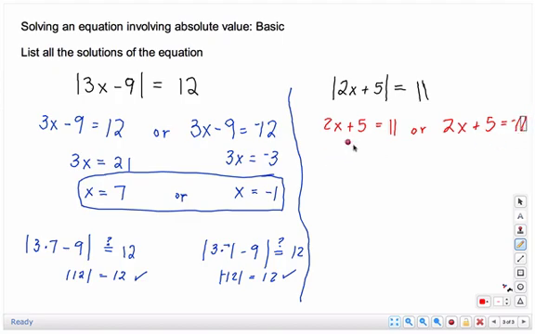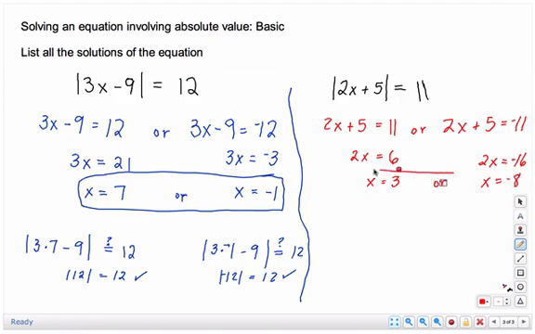So you're going to subtract 5 from both sides, and you get 11 minus 5 is 6. Divide both sides by 2, and you get x equals 3. Now to solve the other equation, subtract 5 from both sides, which is the same thing as adding a negative 5. Negative 5 and a negative 11 is a negative 16. Divide both sides by 2, and x equals a negative 8.